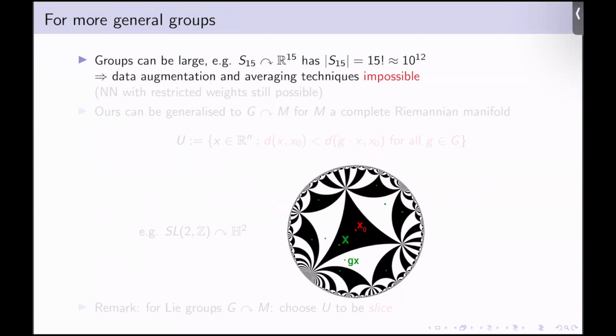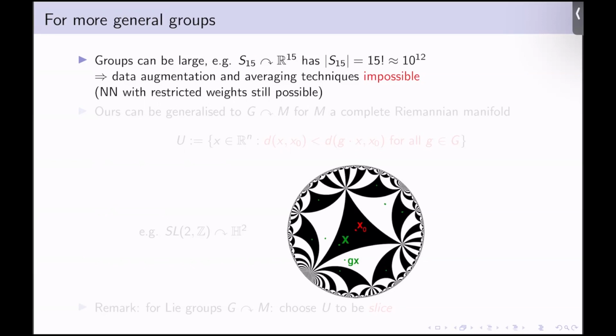Now, if you remember what I told you in the beginning about group invariant machine learning, the two approaches, data augmentation and averaging techniques, you can't really do it for such a big group because you would need to hold a lot of things in memory in your computer. And maybe a good computer can do it, but it's very computationally expensive, if possible at all. That said, the other thing that I mentioned, this restriction of weights, that's still possible, that works fine. And of course, our technique is also fine. That's the main point.